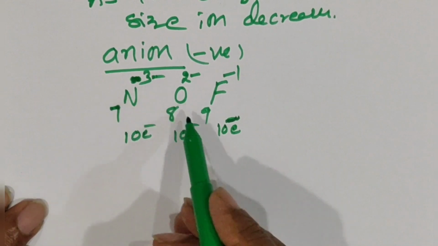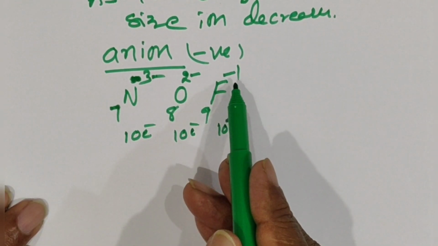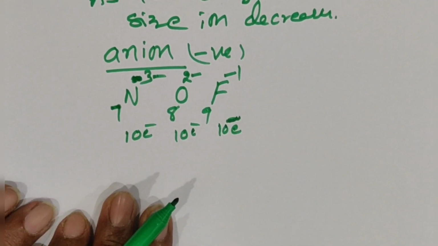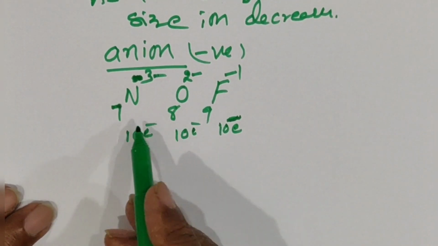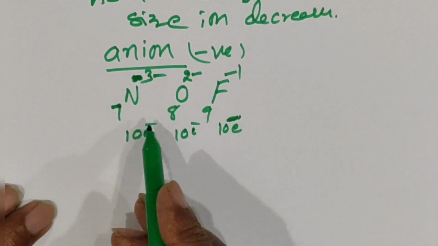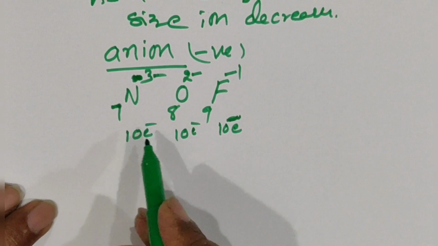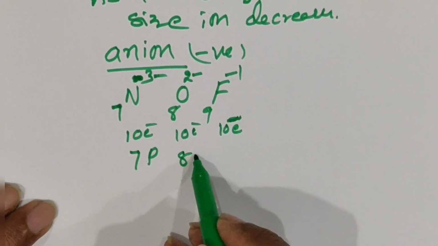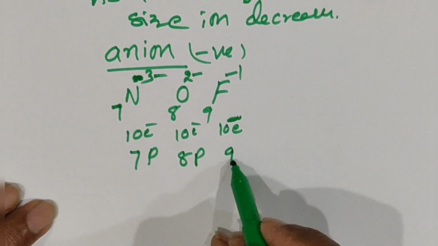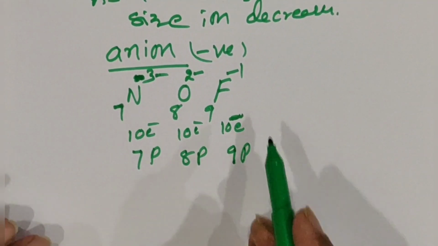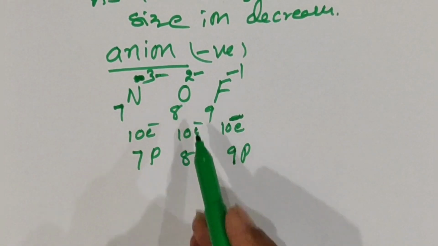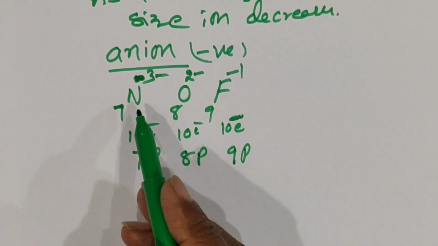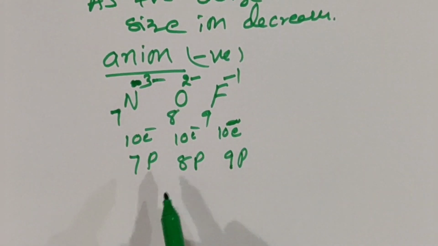Right? 7 plus 3, 8 plus 2, 9 plus 1, 10 electrons. But these have only a smaller number of protons. Nitrogen has only 7 protons, oxygen 8 protons, fluorine 9 protons. Fluoride ion has 9 protons, oxide ion has 8 protons, nitride ion has 7 protons only.